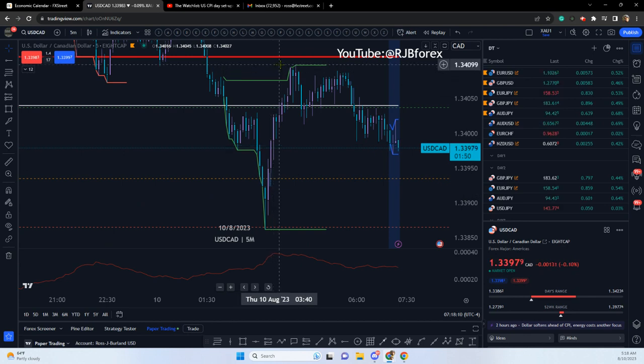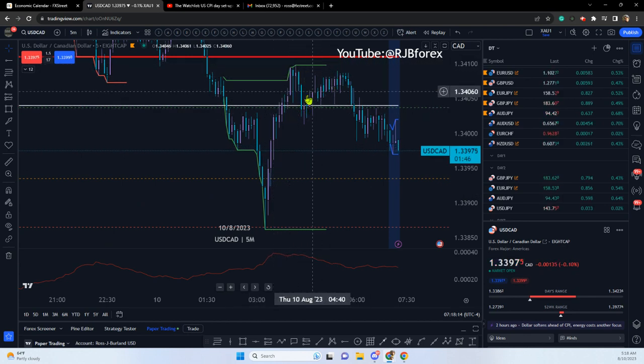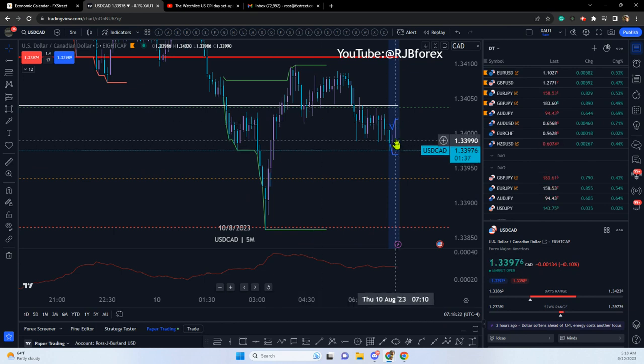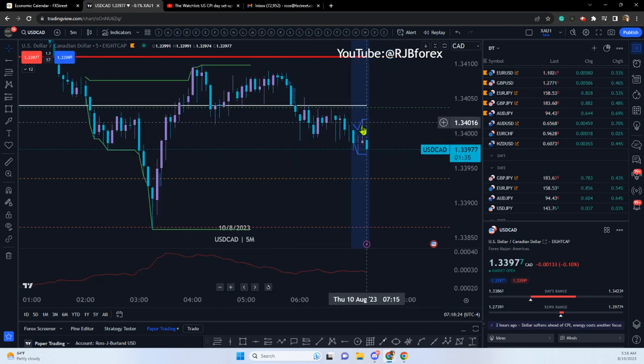So we've come up, we've made a big formation, we've come up again into it, we sold off aggressively, breaking the lows, and we're starting to build. We've got that hammer, potential engulfment.